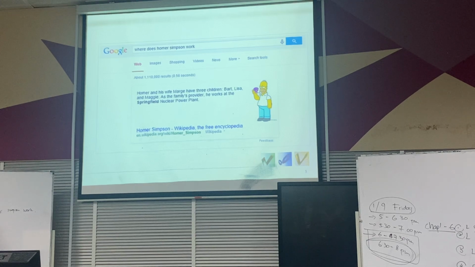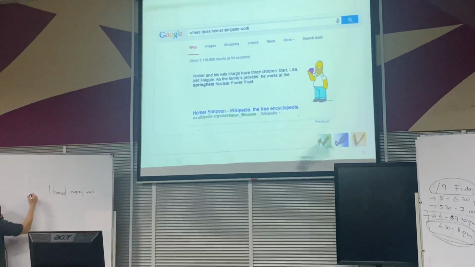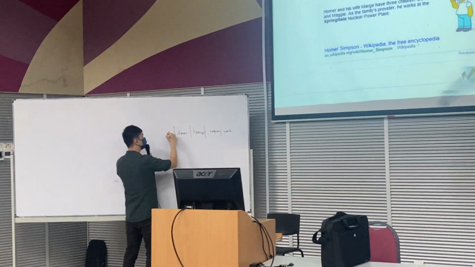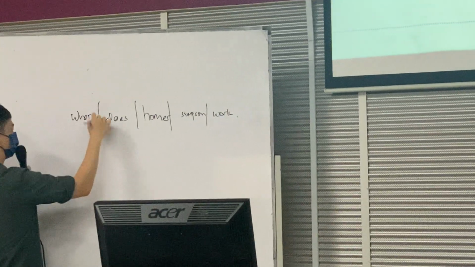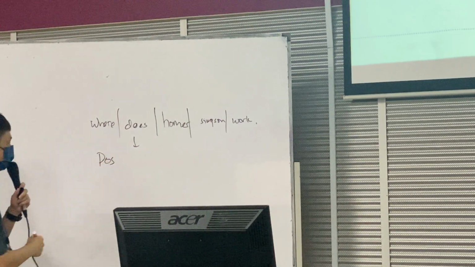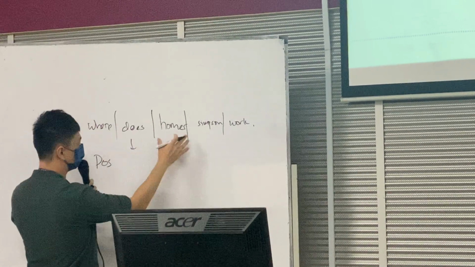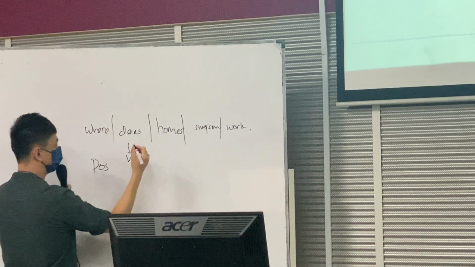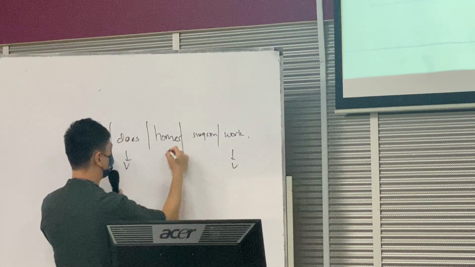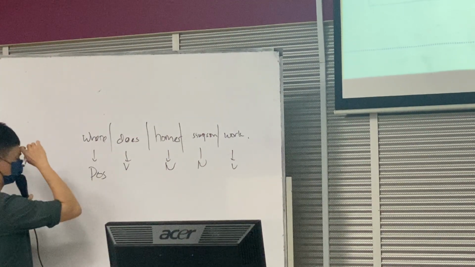After we perform the tokenization, we break the words into individual tokens. Then we perform another process called part of speech tagging. The purpose of part of speech tagging is to understand the grammar of each of these words. For example, does is a verb, Homer Simpson is a noun, and where is an adverb.